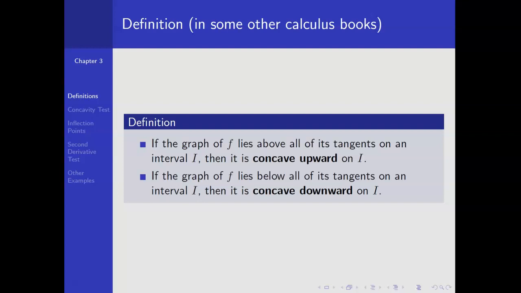The first definition we're going to talk about is equivalent to the definition in the book, but is not the same. This definition shows up in some other calculus books, and I wanted you to see it because this is something you might encounter in other places. If the graph of f lies above all of its tangents on an interval, then it's concave up, and if it lies below the tangents, then it's concave down.